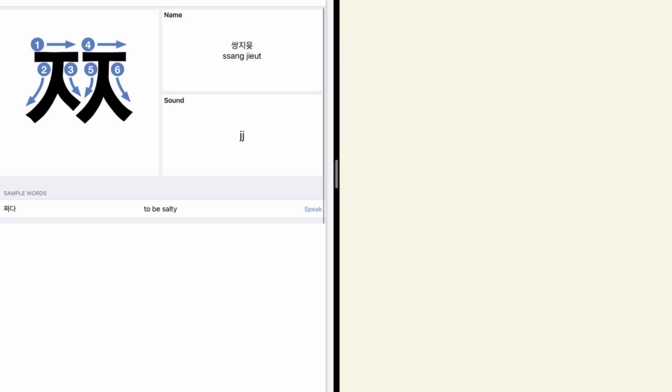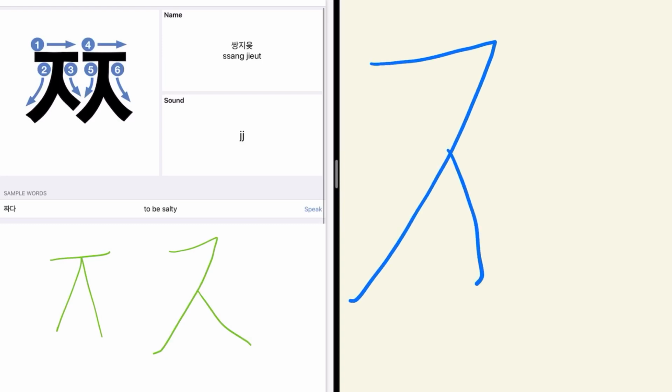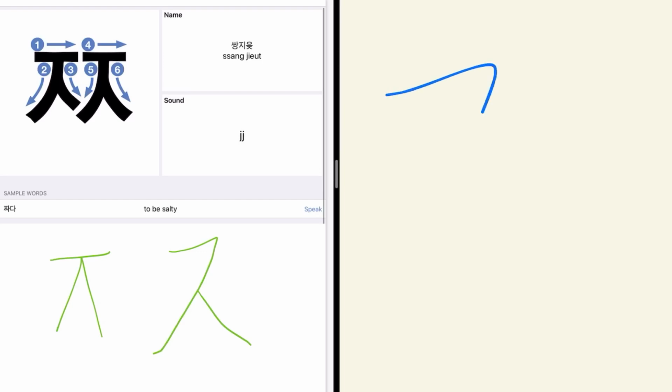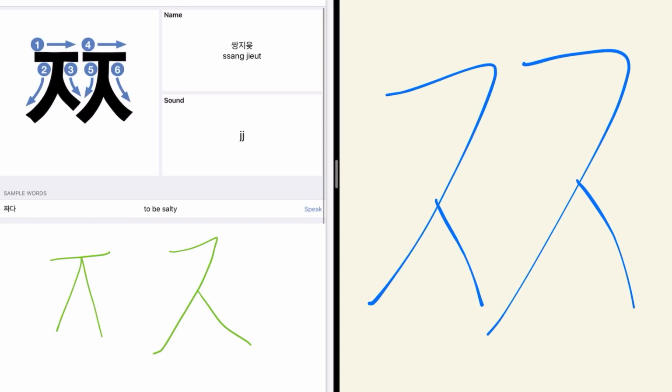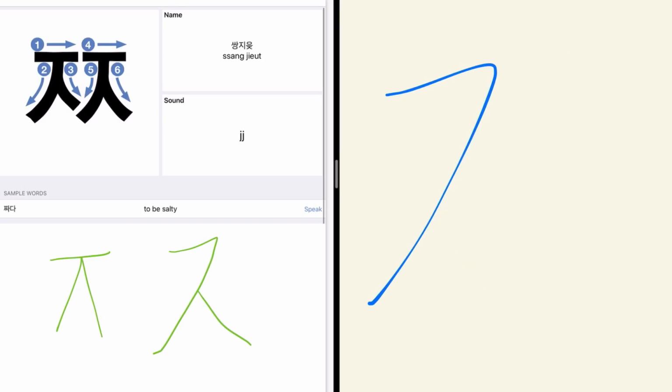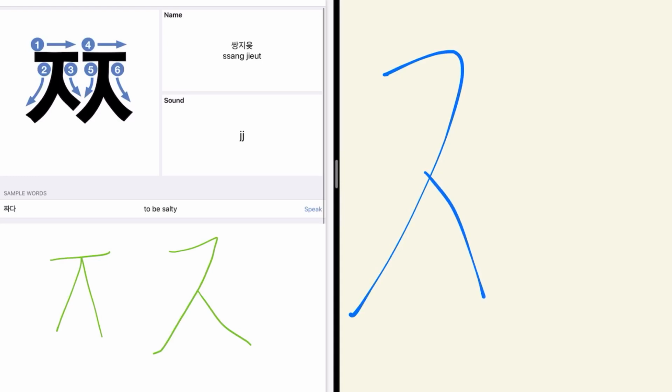쌍지읒. As I said before, actually this is 지읒, but most Koreans use this one like this. So I will use 1, 2, 3, and 1, 2, 3. Actually, it is not 1, 2, 3. Actually, it is 1, 2, right? 1, 2. Okay. Or you can count like 1, 2, 3, 4, like this. Okay.